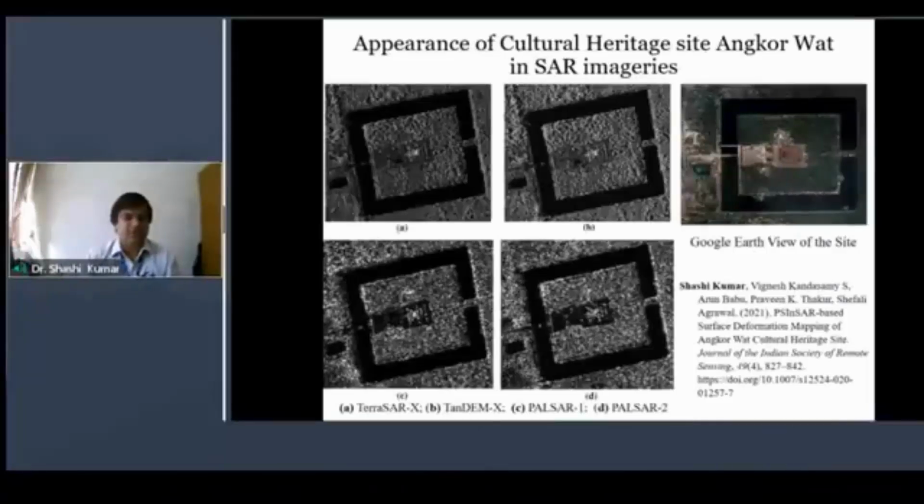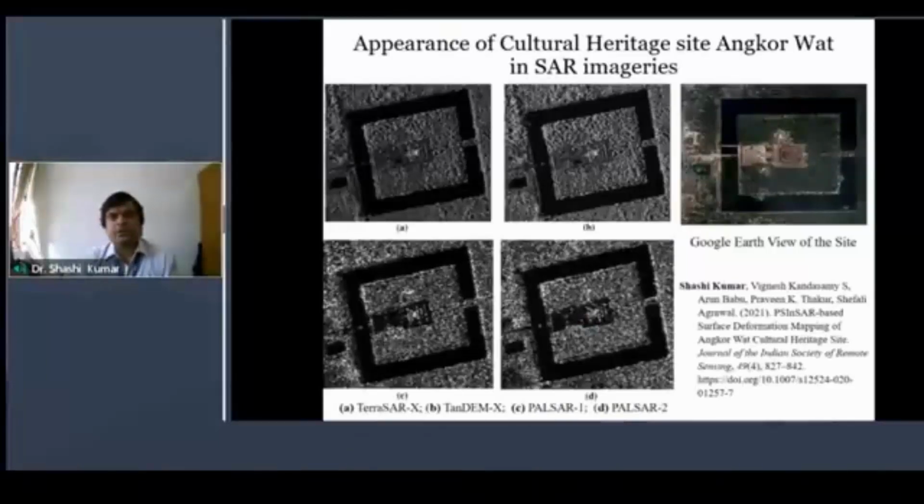Now, here if you will see, there are four imageries which were acquired by different sensors. First image, named A, was acquired by TerraSAR-X. The second one is TanDEM-X. The third one, C, is the imagery for the same area which was acquired from ALOS-1 PALSAR-1, and D is the image from ALOS-2 PALSAR-2.